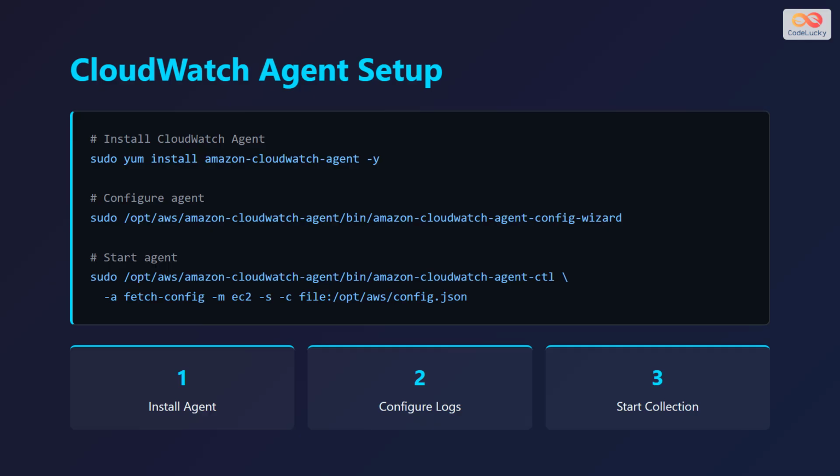Setting up the CloudWatch Agent involves 3 simple steps. First, install the agent on your server using the package manager. For Amazon Linux, you would use the yum install command with the Amazon CloudWatch Agent package. Second, configure the agent by running the config wizard, which guides you through specifying which logs to collect and where to send them. Third, start the agent using the Amazon CloudWatch Agent control command with the fetch config option, pointing to your configuration file. Once running, the agent automatically collects and sends logs to CloudWatch.